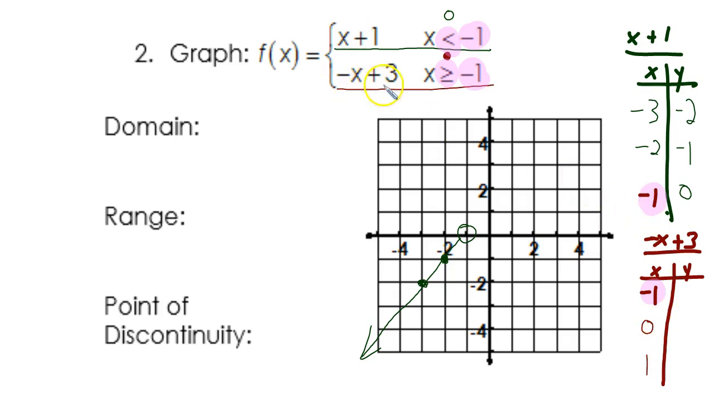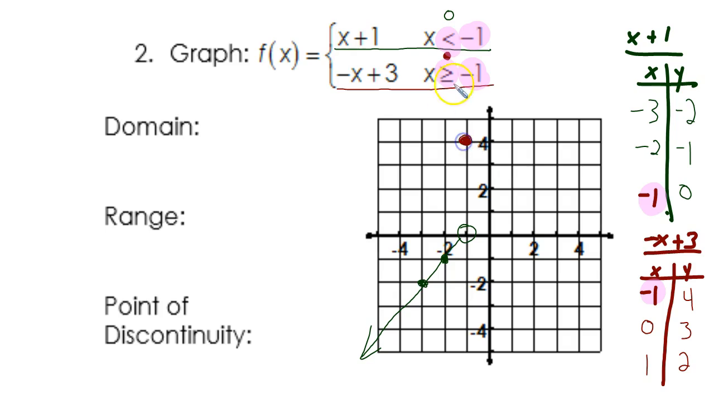Here I have a different function. It behaves differently. -x plus 3 is my function for all x values greater than or equal to -1. So I plug these three x values that I've created into -x plus 3. -(-1) is positive 1, and 1 plus 3 is 4. -0 plus 3 is 0 plus 3, or 3. And -1 plus 3 is 2. So I'm going to graph -1, comma, 4.